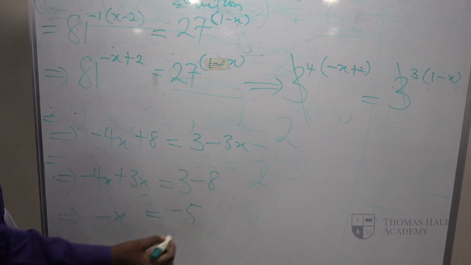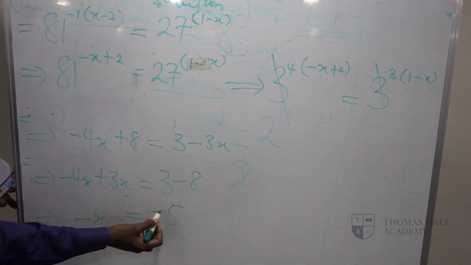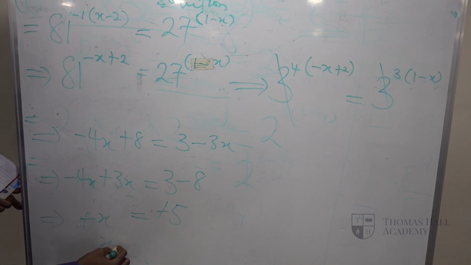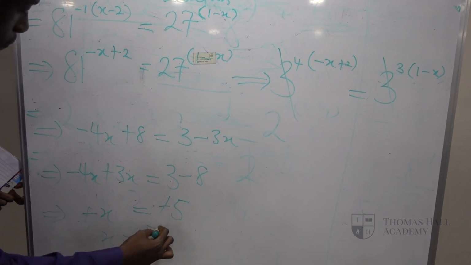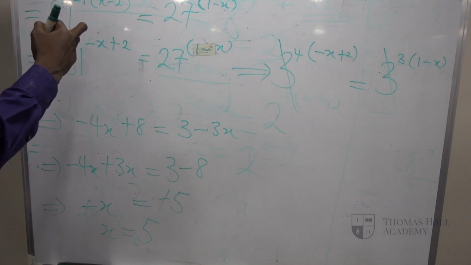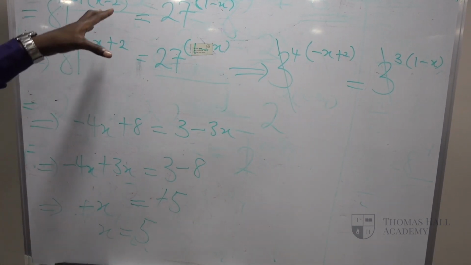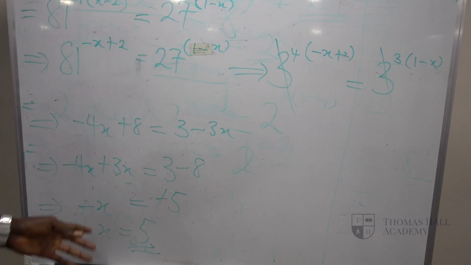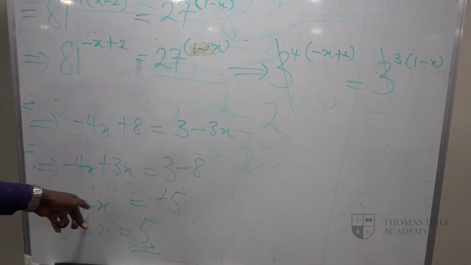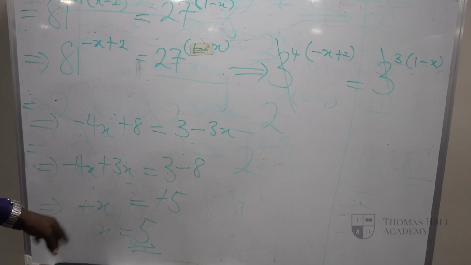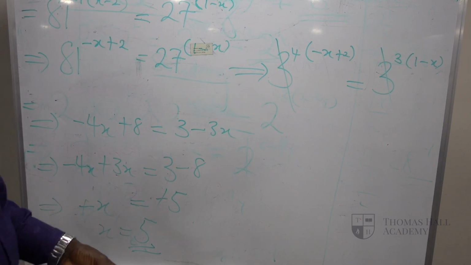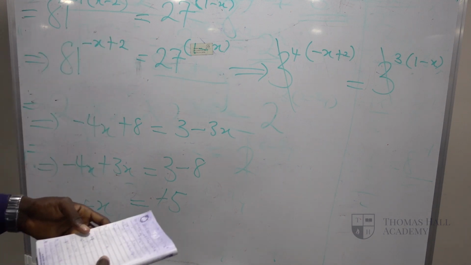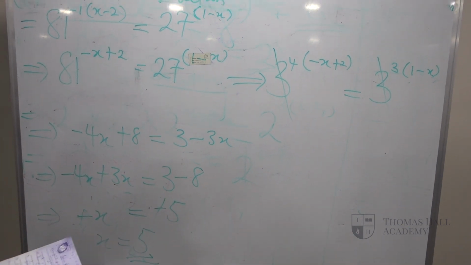Now you can see this one has a negative sign, this one has a negative sign. Then our x equals 5. The value of x in this question is equal to 5. Minus x equals minus 5 because they both have negative signs. Minus cancels minus, then we are left with x equals 5. So in this equation, the value of x is equal to 5.